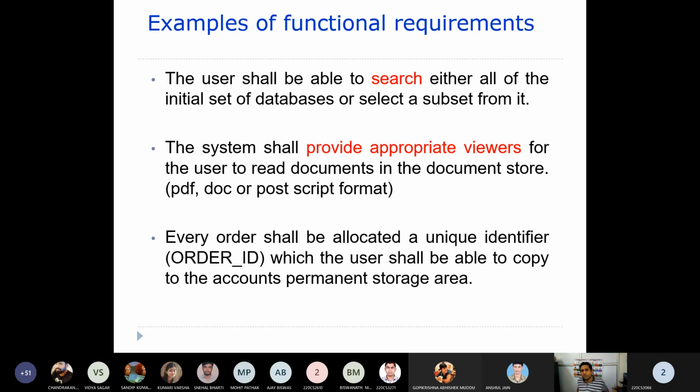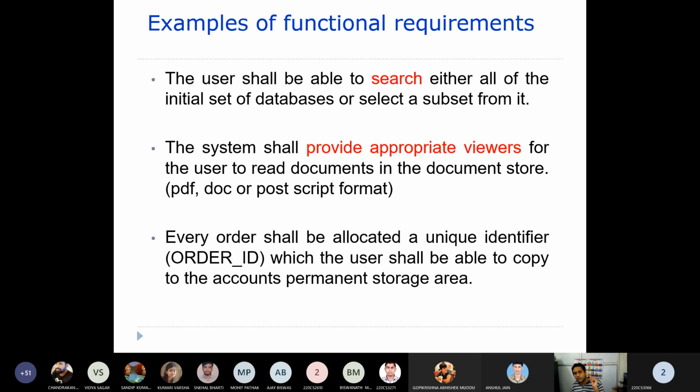The system shall provide appropriate viewers for the user to read documents in the document store. When the user has searched an article and tries to access that particular article, let's say the article is in PDF format. Then there should be appropriate viewers through which you are able to view the document. Now the word here is appropriate viewers, so you remember this word, it has some meaning in the next part. Now, every order shall be allocated a unique identifier.